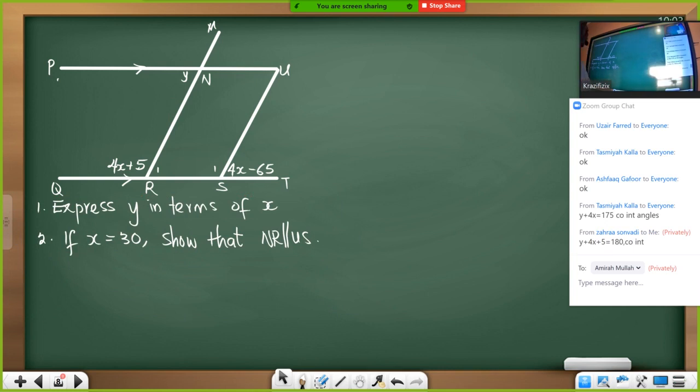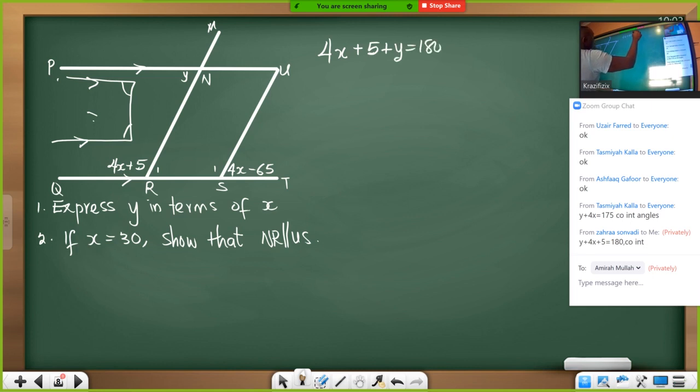Zara: 4y plus 4x plus 5... y plus 4x plus 5 equals 180. Alright, y plus 4x is 175, co-interior. Okay, beautiful, thank you. Alright, we see a co-interior section here. That, and that, because this is parallel to that. So these two are co-interior. So can we then say 4x plus 5 plus y equals 180?